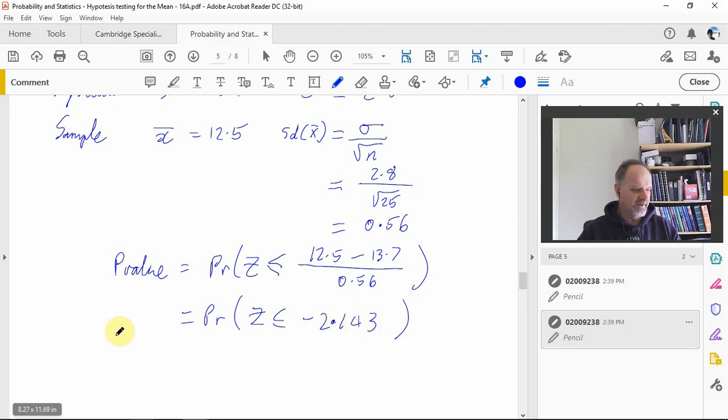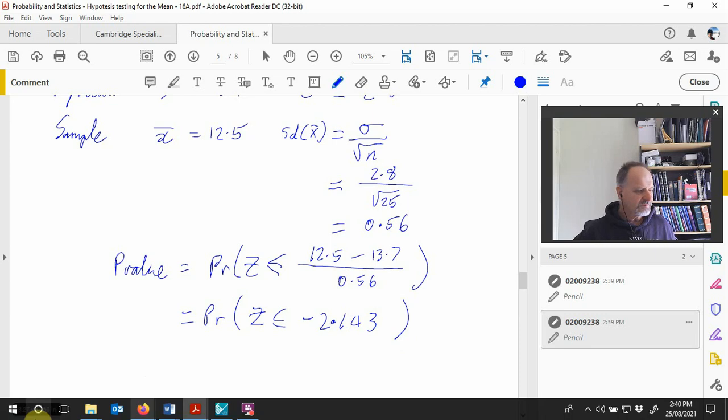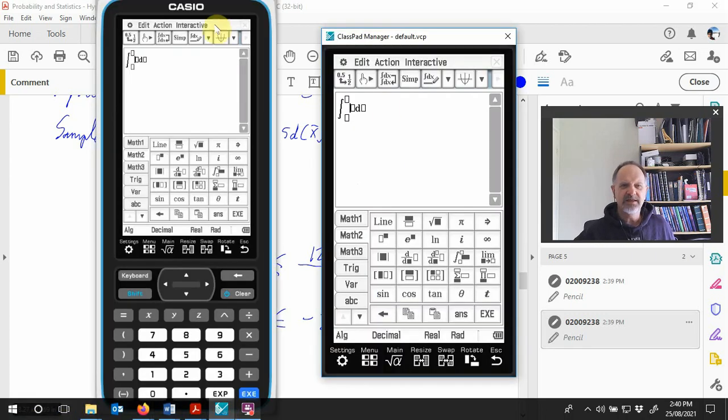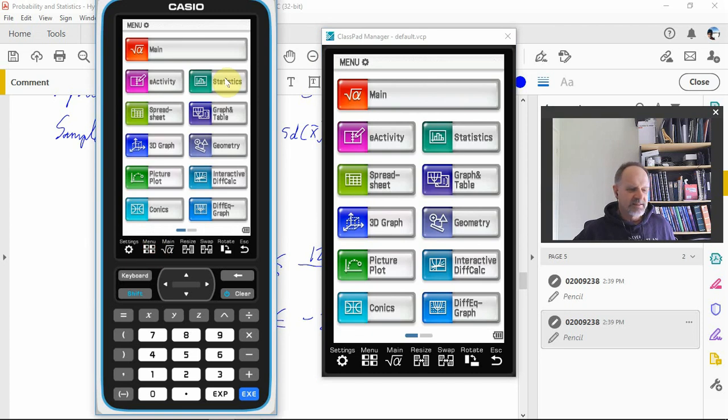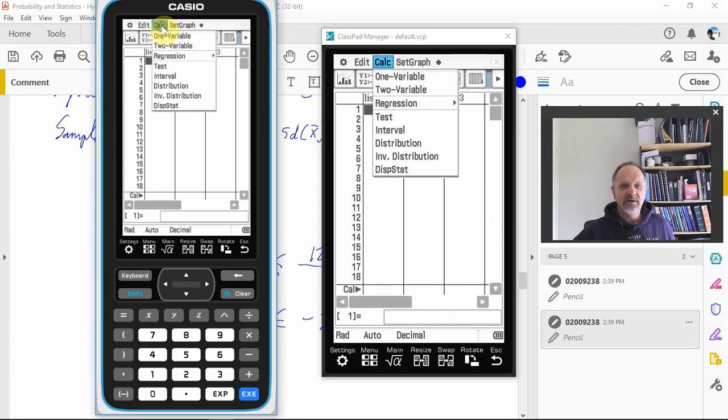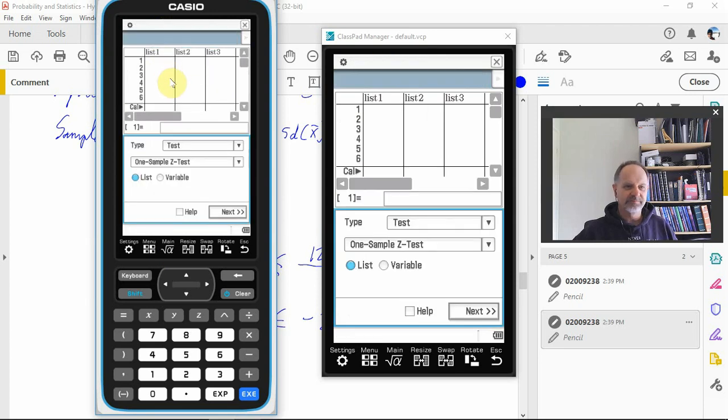All right, so then we get our calculator out. I don't want that. I want statistics. I want to calculate something. I'm doing a test. What am I testing? I'm testing this stuff that I've just looked at. One sample Z test, that's what we want. So P-value, Z test. You notice there's a Z in the formula. Variable, I want to go variable. Then we go next.